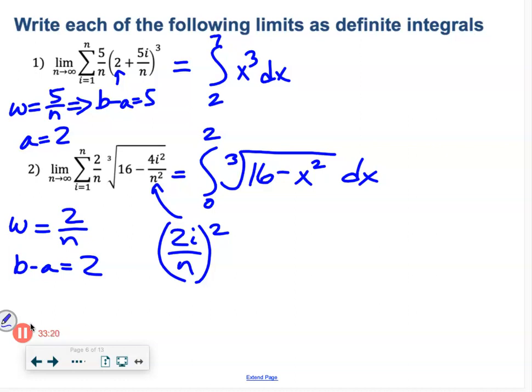It's a hard one. I know it's a hard one. This is like 4 steps up from this one. Yeah, Ari. The hands are up like crazy. Can you go over again how you got the cube root of 16 minus x squared dx?